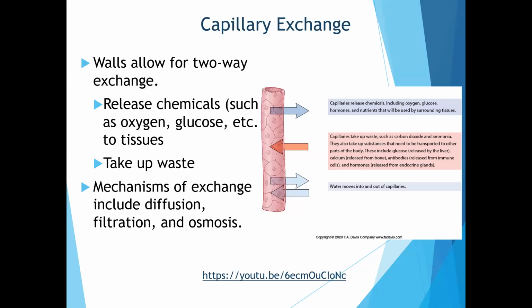Okay, so we left off on capillary exchange. So remember, really thin walls. We're going to release oxygen, glucose, hormones, nutrients, all this stuff needs to go into the surrounding tissues. And then we're going to take up the waste, such as carbon dioxide, ammonia from the surrounding tissues. So let's talk about a few of the mechanisms that are at work here to do that.